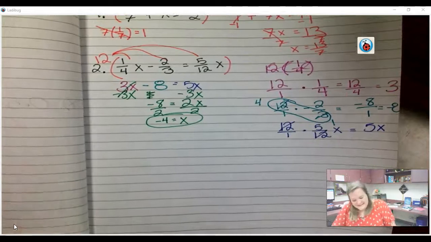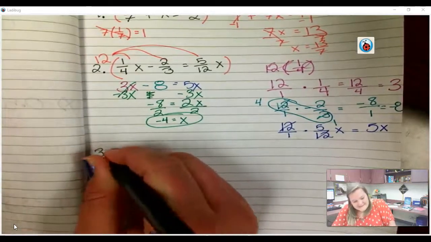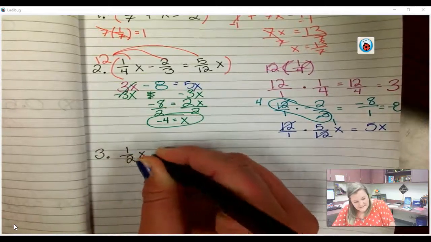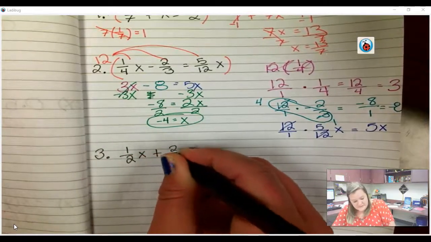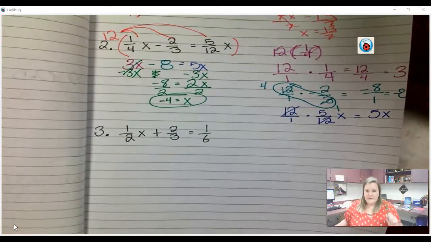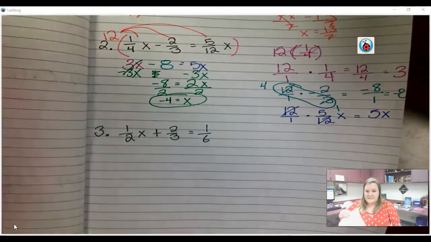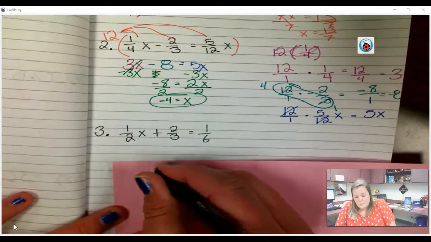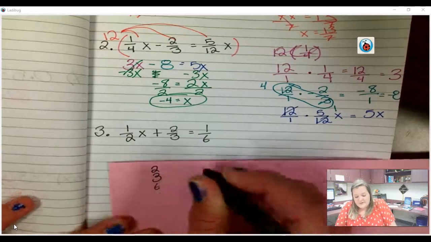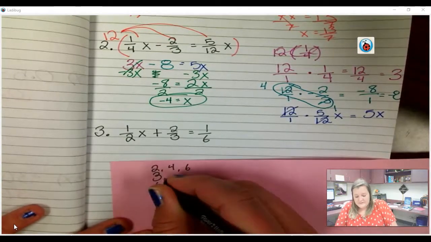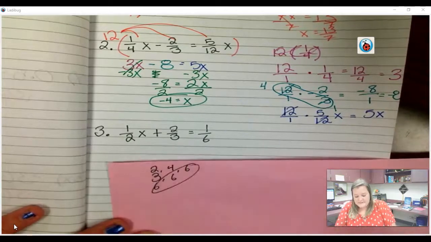Let's try that again. So let's see, 1/2 x plus 2 thirds equals 1 over 6. First question is, what do they all multiply to get? If you had to create a common denominator, what would your common denominator be? So you have 2, 4, 6. Hey, 3, 6. Oh, there we go, 6.